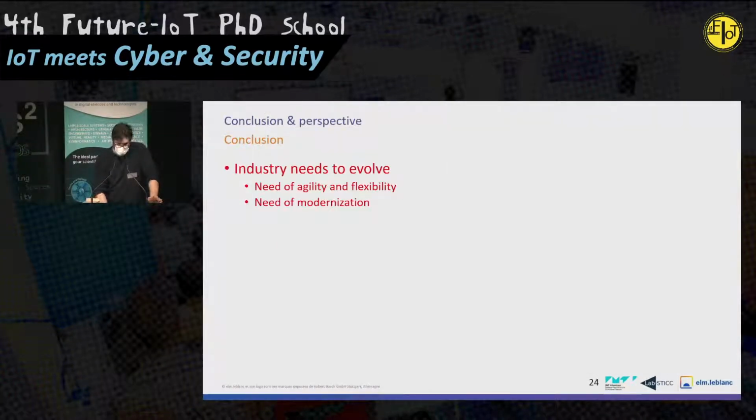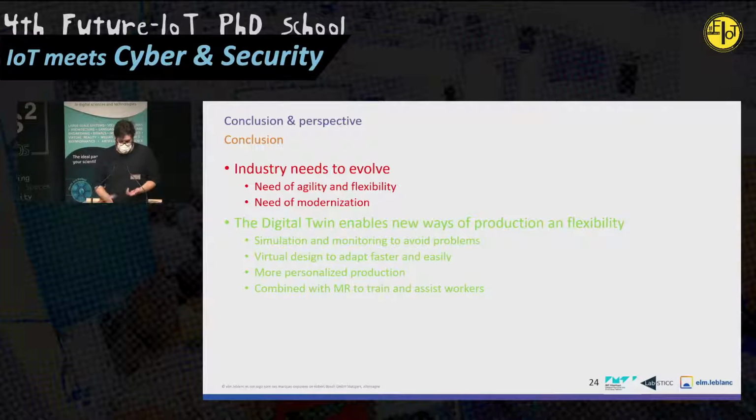Okay, so to conclude, industry needs to evolve because we need more agility, flexibility and modernization. The digital twin enables new ways of production and flexibility. We can simulate and monitor to avoid problems. We can design new products and new assembly lines to adapt faster and easier. And by having production monitoring and simulations, we can make a more personalized production because we can adapt more easily.